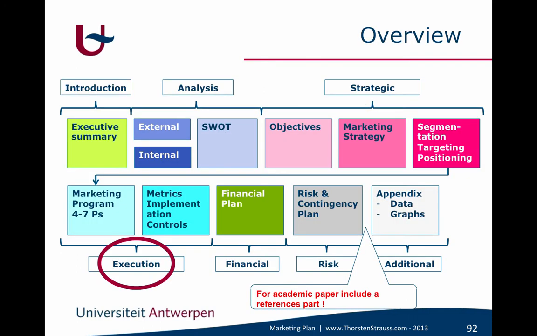Now we have a 7-step and 7-part marketing plan. We talked about introduction, analysis, strategy. Now we're talking about executing the strategy, making it happen to get from where we are to where we want to be. And what does that entail? And then we conclude with financial and risk, and then the add-on of additional stuff.